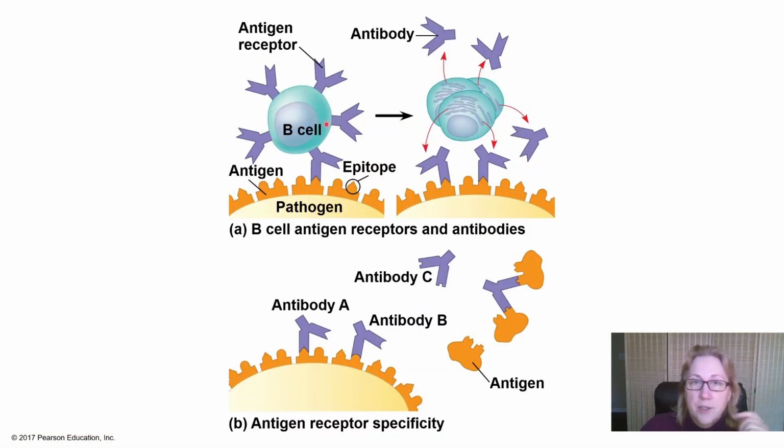So here we have our B cell with its specific antigen receptor, when it recognizes a specific epitope, and this could be from an antigen-presenting cell, like a dendritic cell, coming to the lymph node. Once it recognizes that, oh, I match this, it's going to start to replicate, and then those daughter cells are going to produce antibodies to that specific antigen.